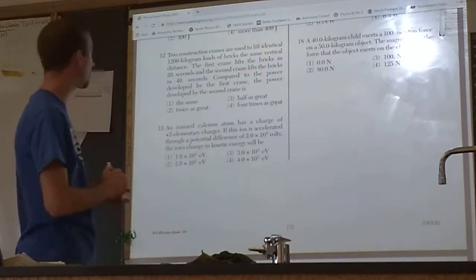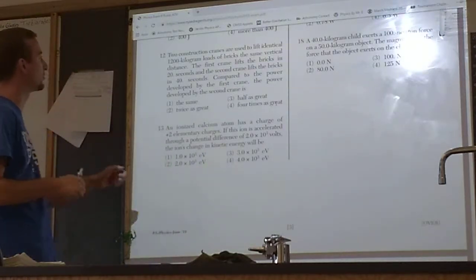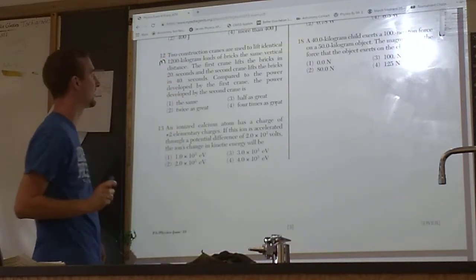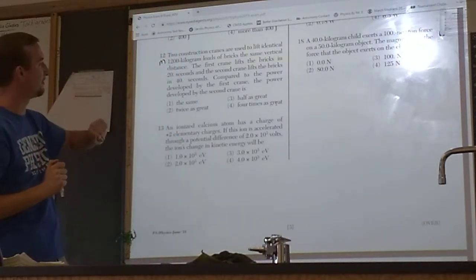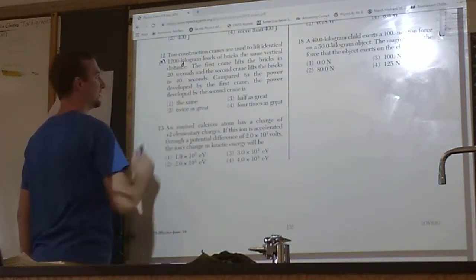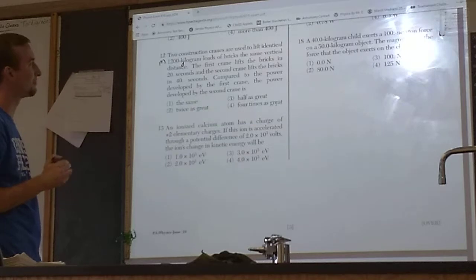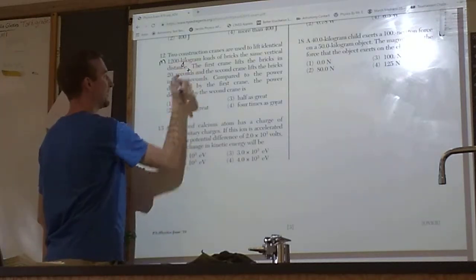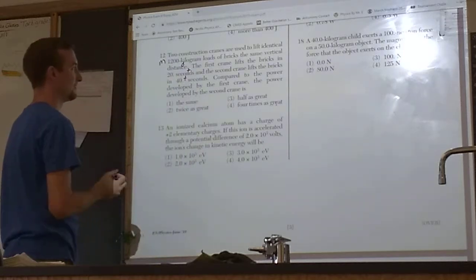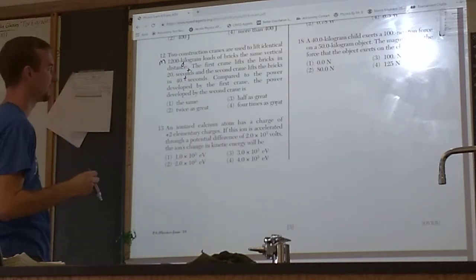So we have two construction cranes that are used to lift vertical 1,200 kilogram loads of bricks. I'm just going to start marking. I know that this is M, that's the mass, the same vertical distance, okay? So the distance part, we'll call that D. The first crane lifts the bricks in 20 seconds, that's a time. The second crane lifts the bricks in 40 seconds, that's also a time. You could write T1 and T2 if you really want to.